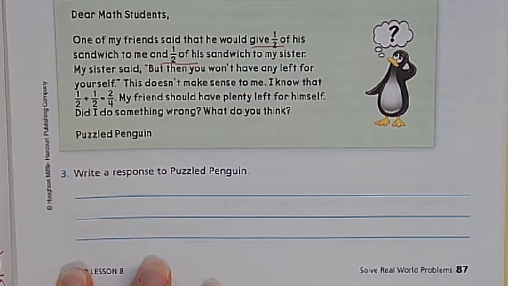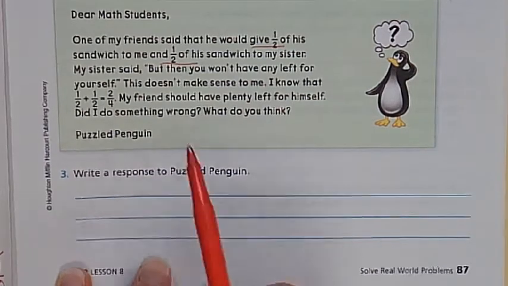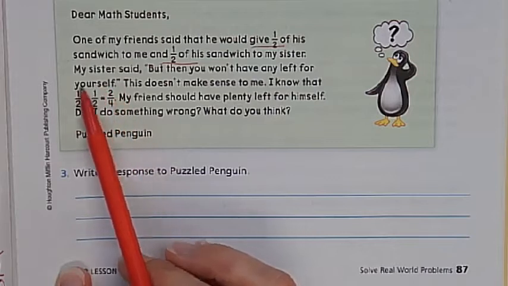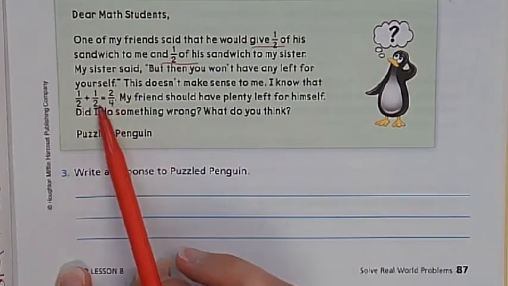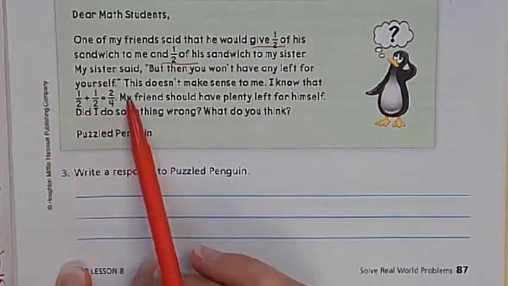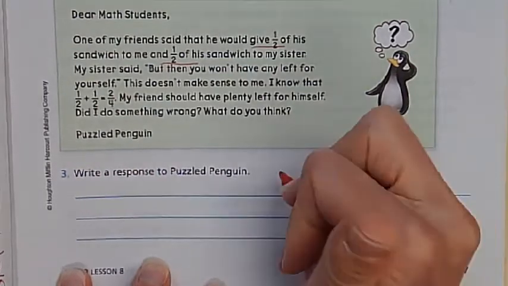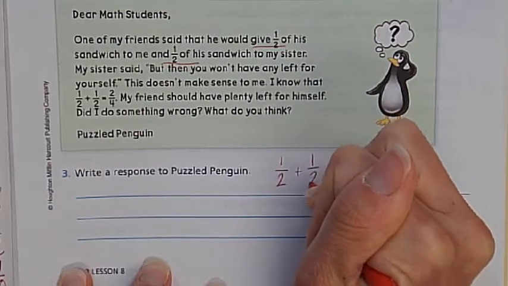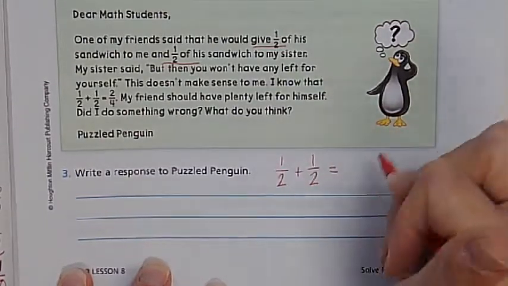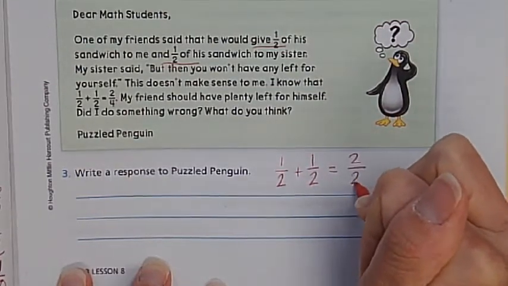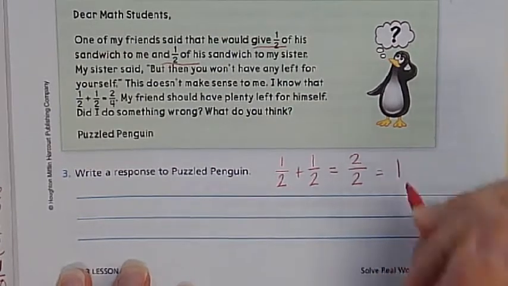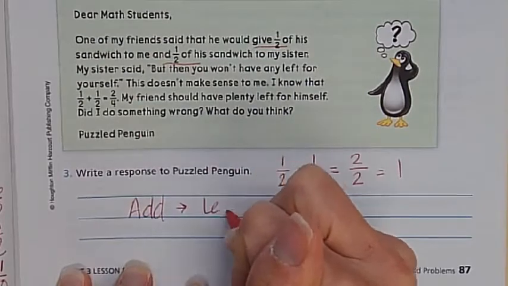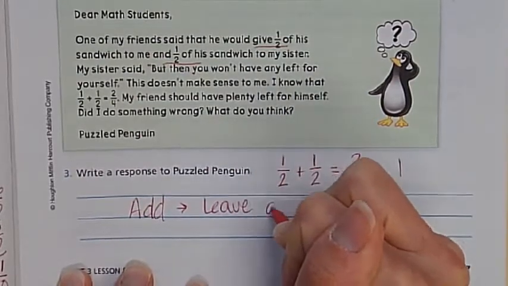Puzzled Penguin is thinking that there should be some left over, because he's doing 1/2 plus 1/2 equals 2/4. Now, you should notice that there is something very wrong with this equation. And the reason why, hopefully we have noticed, is if we're doing 1/2 plus 1/2, we should only be adding the numerators. So this should be 2/2, which is the same thing as 1. So when we add, we leave the denominators alone.